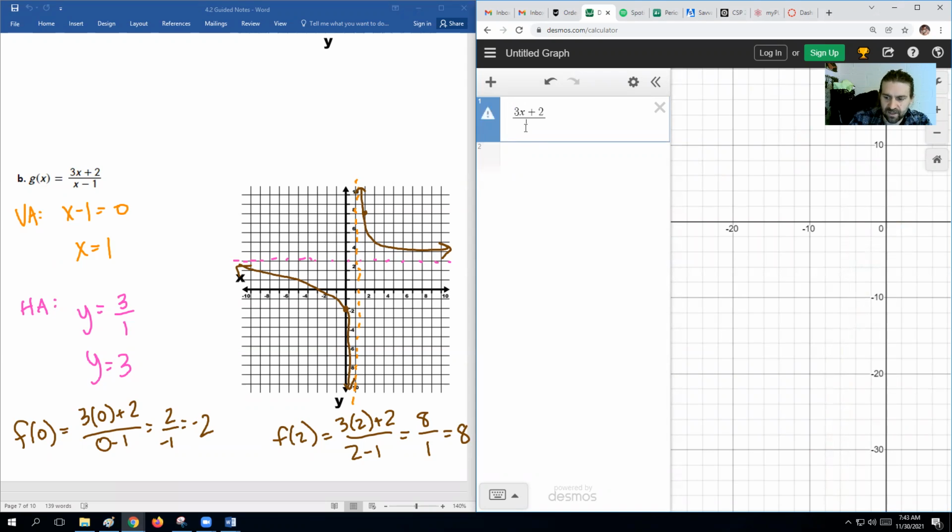(3x plus 2), and we divide that by x minus 1. Yep, it goes below, starts above, and where vertical asymptote matches.